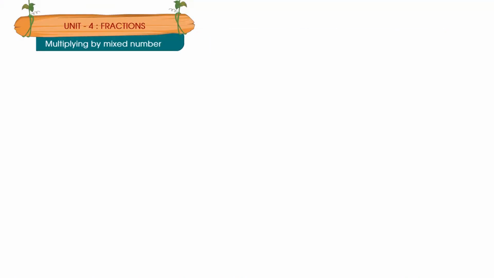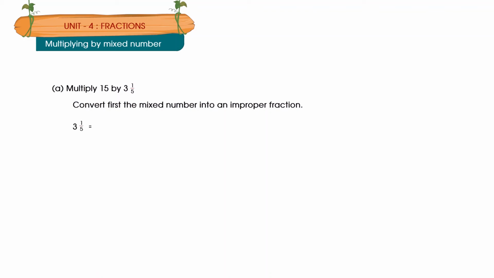Multiplying by a mixed number. A. Multiply 15 by 3 1/5. Convert first the mixed number into an improper fraction. 3 1/5 = (3 × 5 + 1)/5 = (15 + 1)/5 = 16/5.